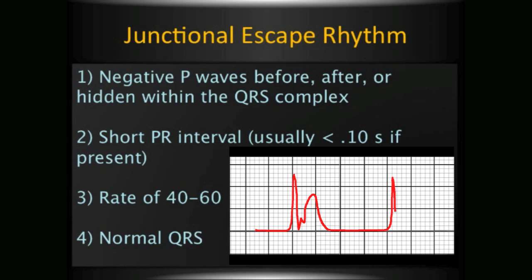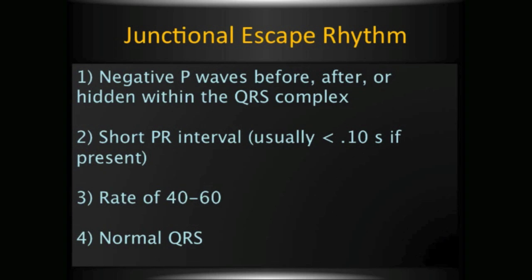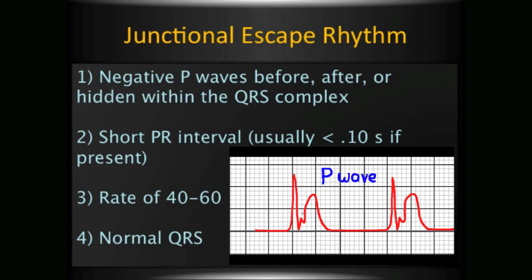within the QRS complex. Number 2, a short PR interval, and it's usually less than 0.1 seconds if present. Number 3, a rate of 40 to 60 beats per minute. And number 4, a normal QRS complex.